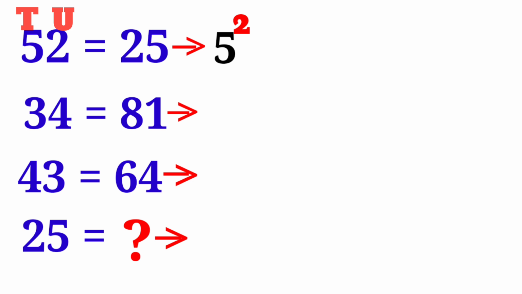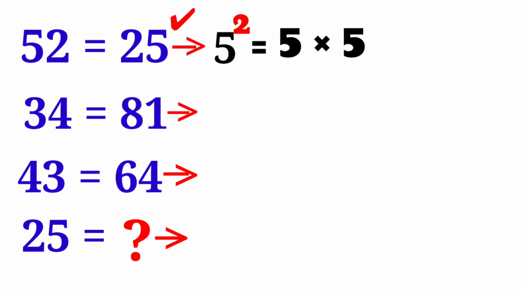In number 52, 2 is the digit in units place and 5 is in tens place. Units place digit is used as a power of tens place digit. 5 times 5 is equal to 25.